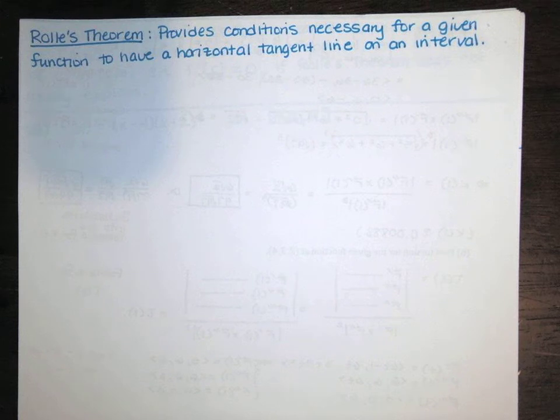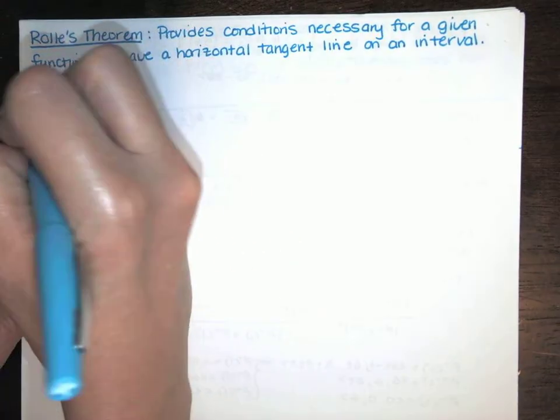In this video, we discuss Rolle's theorem, which provides the conditions necessary for a given function to have a horizontal tangent line on an interval. So here's the statement of the theorem.